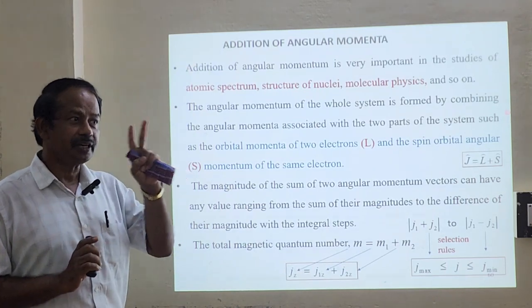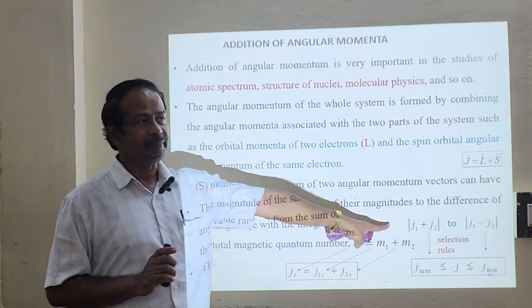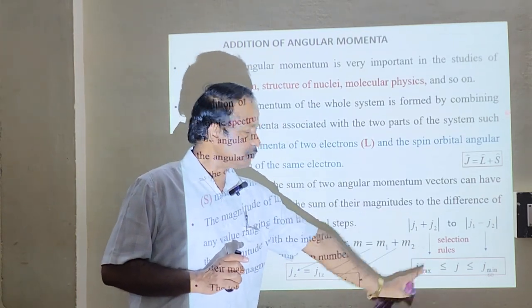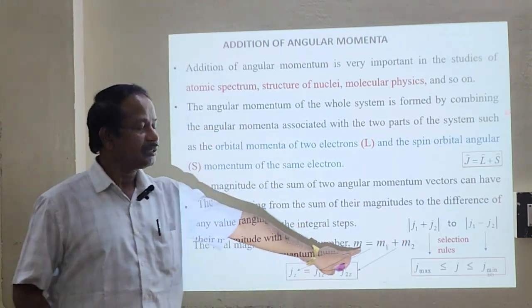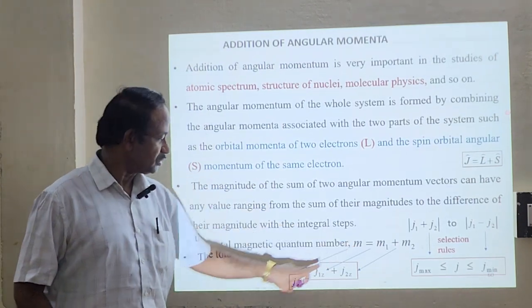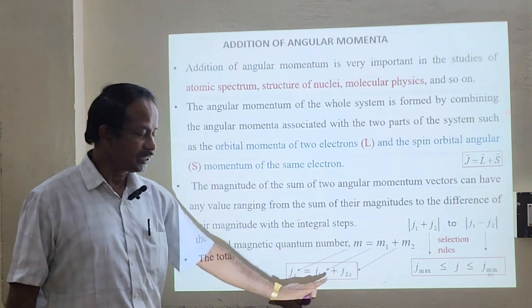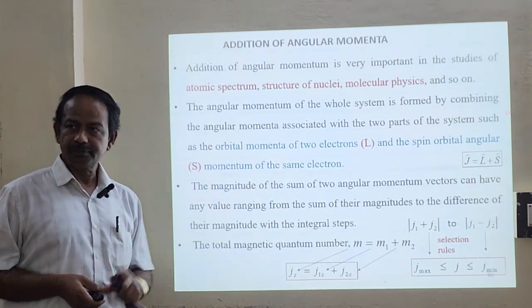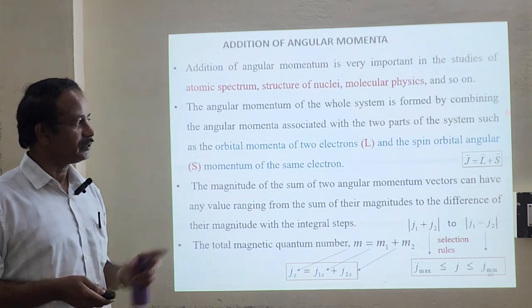So we are going to have two selection rules. One is J, which lies between J max and J minimum. Then another selection rule will be M equals M1 plus M2, where M stands for J_z, M1 stands for J1z, and M2 stands for J2z, for the two electrons we are going to consider. Is it okay?